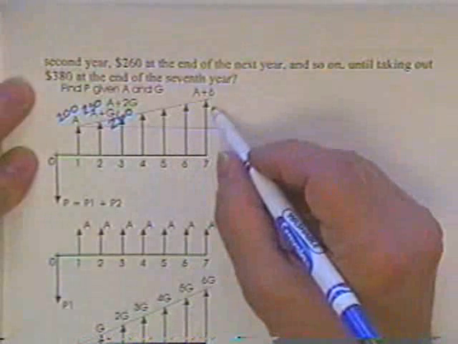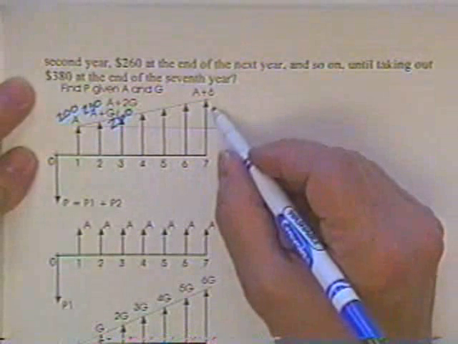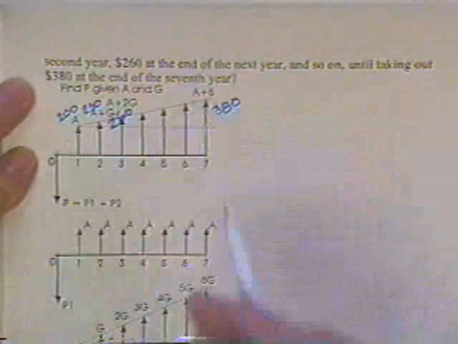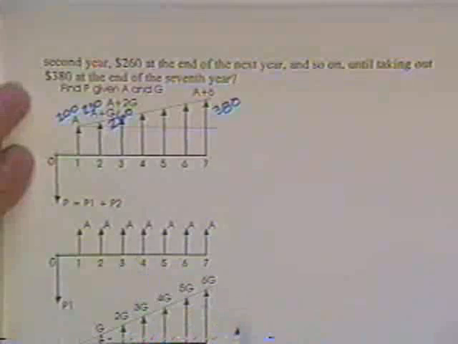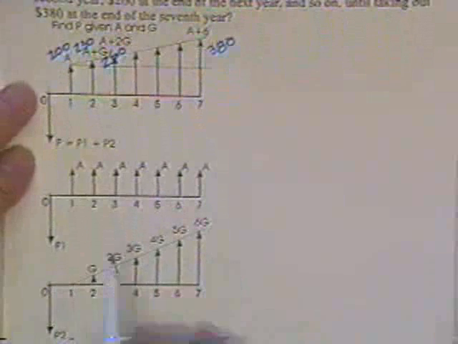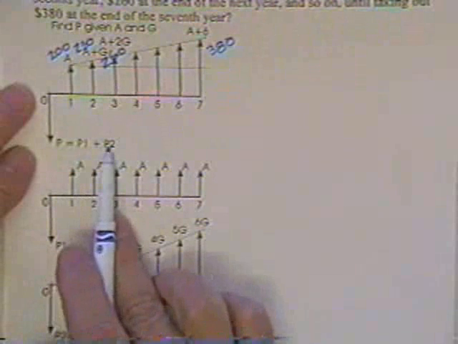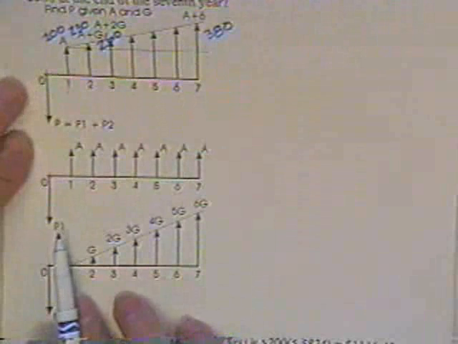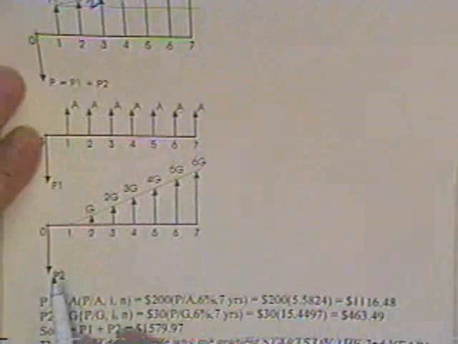And finally, at the end of the 7th year, you'd like to be able to withdraw $380. Straight line. Now, what you can do is you just say, well, the amount necessary is a P1 and a P2, where P1 is the amount of money I need to fund the annuity, and P2 is the amount that I would need to fund the gradient.